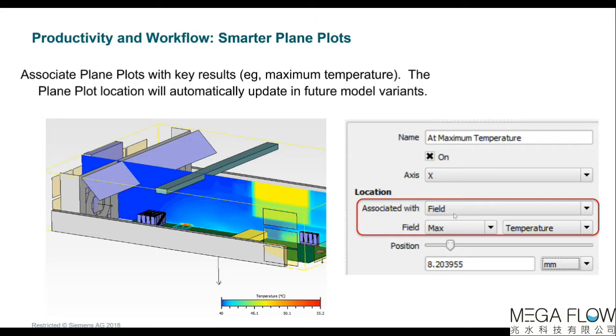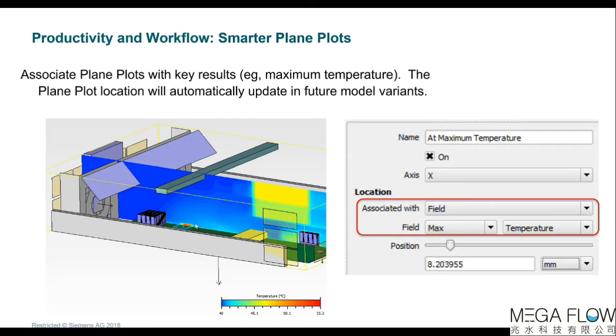The other way we've made plane plots smarter is by allowing you to associate the plane plot location with a key result, and this is usually maximum temperature. So the setup for the property sheet looks like this. So the location of the plane plot is associated with the location of the maximum temperature in the model. So in this case, we can see that the plane of temperature is coincident with one of the components that's sitting on the board.